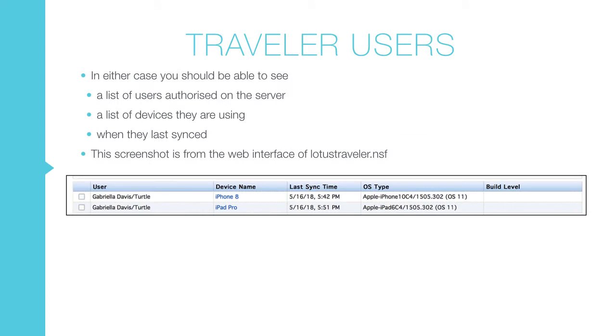In either case, if you go into the users view, you should be able to see a list of all users authorized on the server, whether they're active or not, a list of devices they're authorized to use and using, and when they last synced. This screenshot I'm showing here is from the web interface of Lotus Traveller, and you can see it's configured for iPhone 8 and iPad Pro that were last synced on the 16th of May at around 5:42, 5:51.